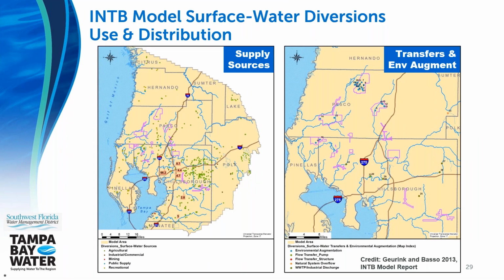Surface water diversions are used for all 5 categories of uses that are tracked by the Water Management District, as shown here on the left-hand side. There are also diversions in the model to account for environmental augmentation from wells into wetlands and lakes, and also transfers of water from wastewater treatment plants and industrial discharges into the stream network.